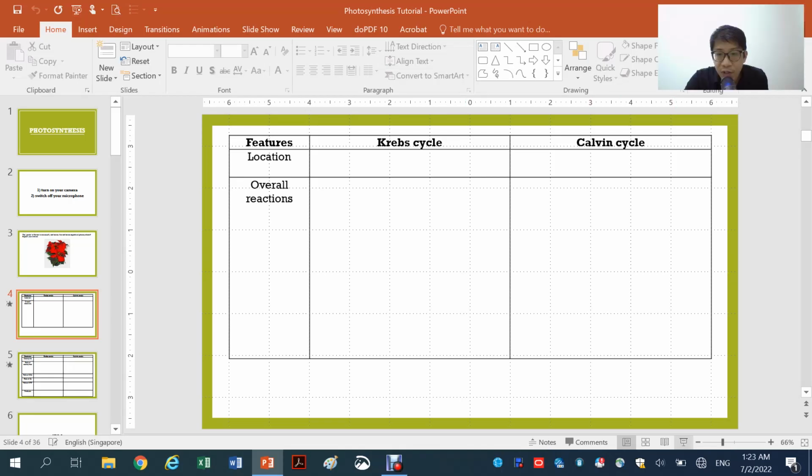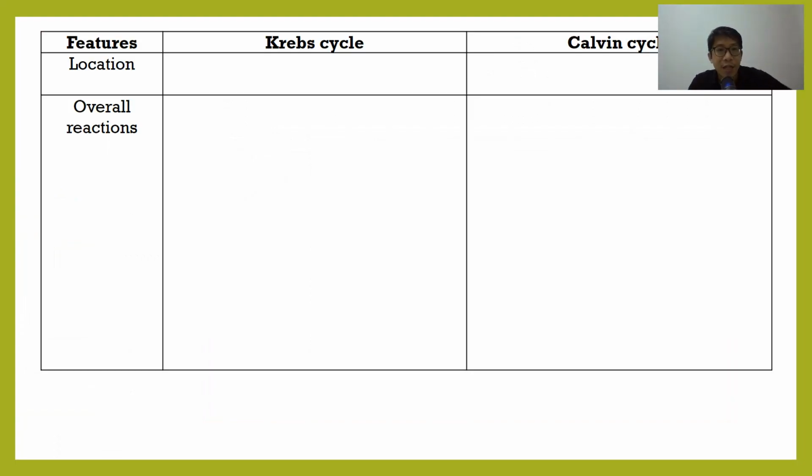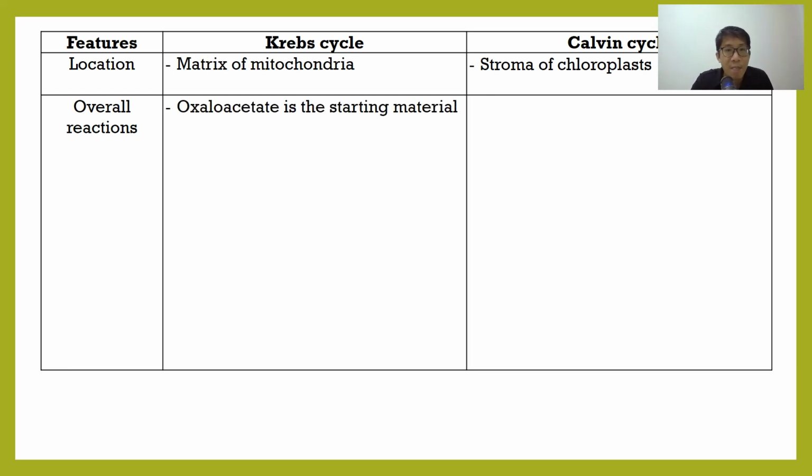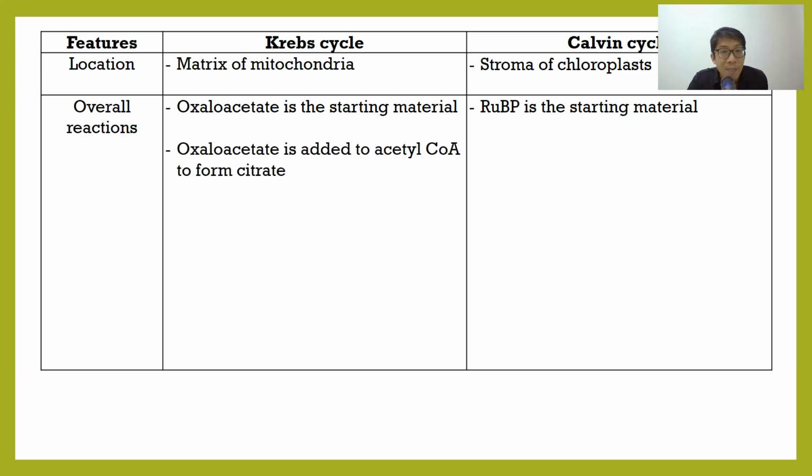Okay, so for the differences between the Krebs cycle of respiration and the Calvin cycle of photosynthesis, the locations are different. It happens in the matrix for the Krebs cycle, but in the stroma for the Calvin cycle. Then for the overall reactions, we can compare, first of all, the starting material, that would be oxaloacetate versus RuBP. And then, what happened to the starting material?